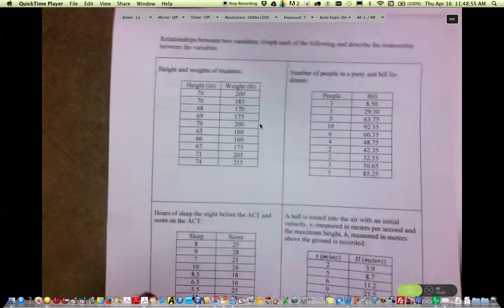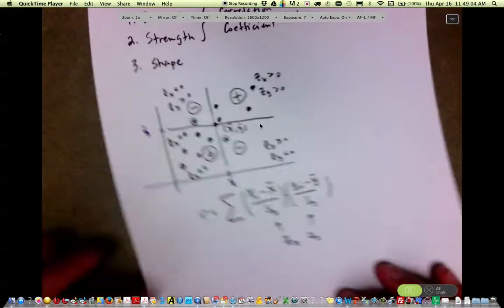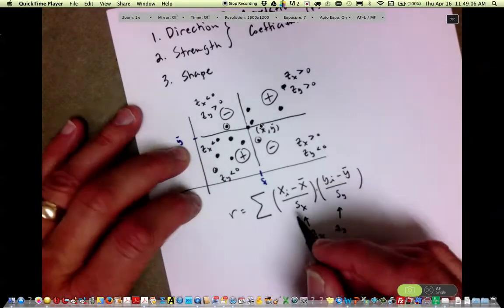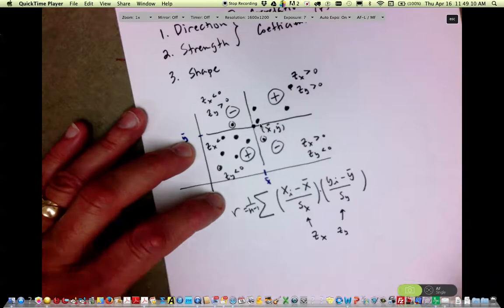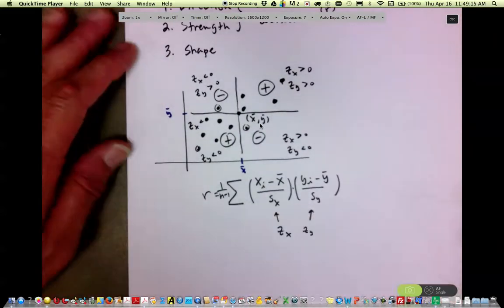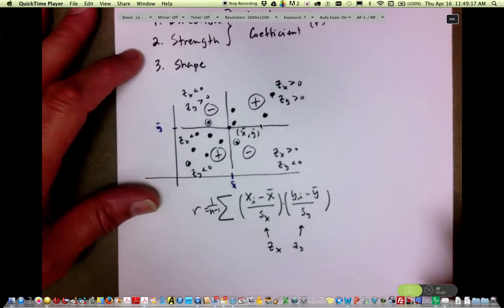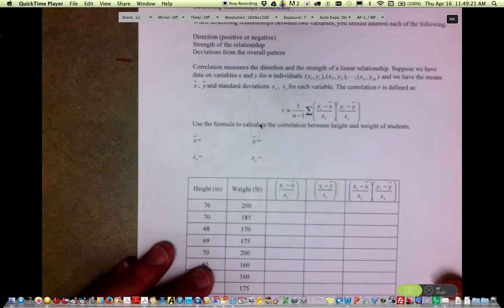All right, if you flip over to the next page, this describes that idea again about the correlation coefficient. I forgot one thing here. On my formula, I also have to take this thing and multiply it by 1 over n minus 1. So it's kind of an average of all those products. We're just going to divide this by 1 less than the number of points that I have. All right, so I want to take a look at that first data set.